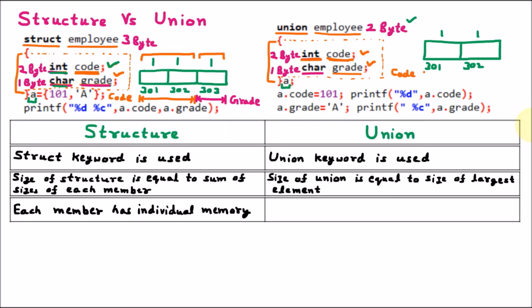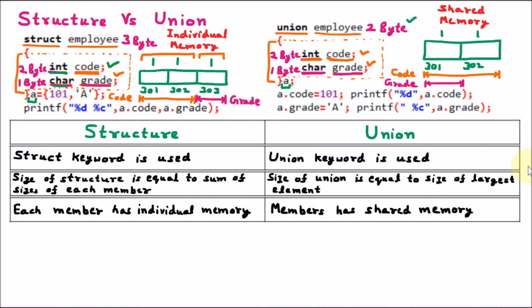So when we work with the code, at that time, the code will consume the complete 2 bytes, which means it wants 2 bytes of memory. And if we are working with the second element, which is grade, we know that grade is of character type, so here it will consume 1 byte, the first byte of the memory. So here in the union, we don't have individual memory, we have shared memory. All the members share the same memory.